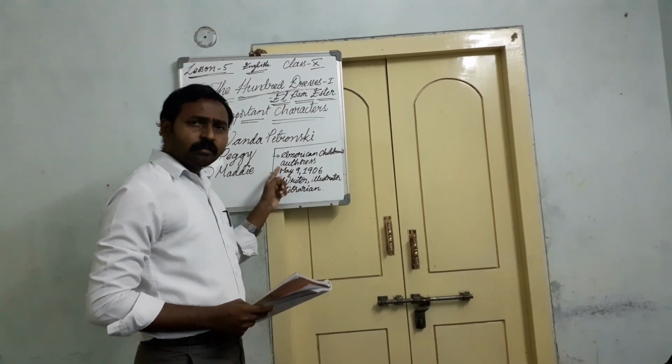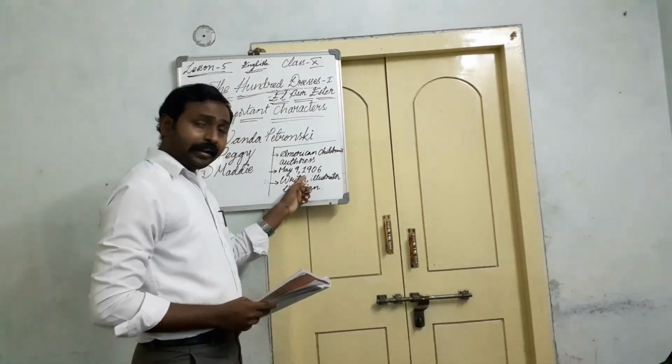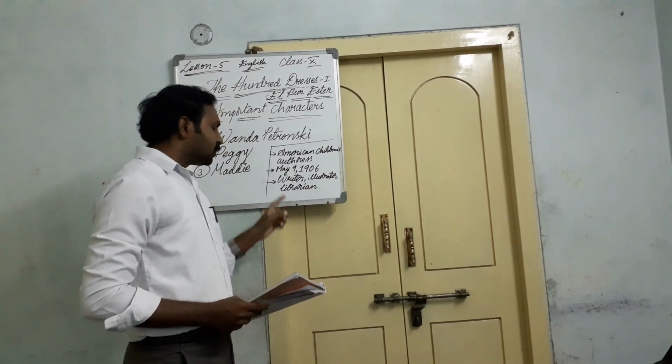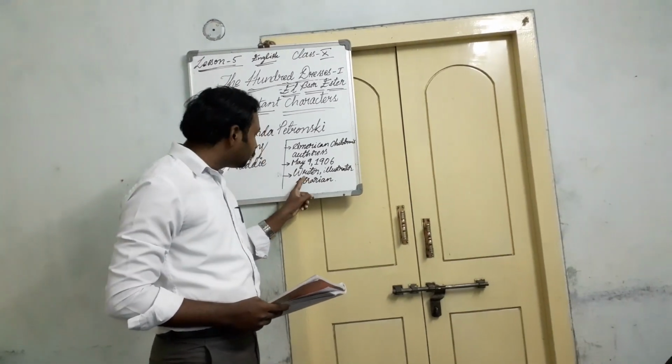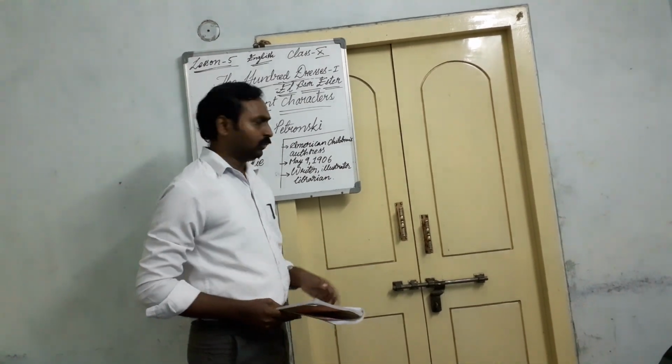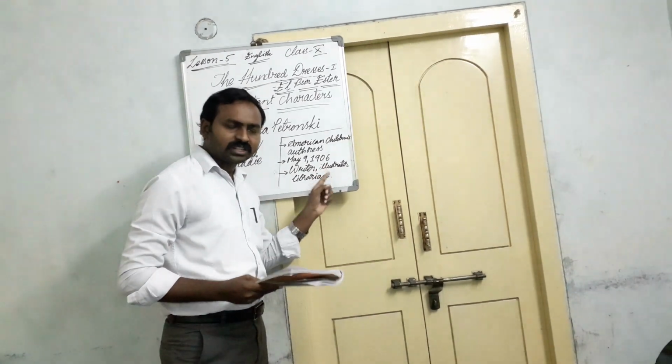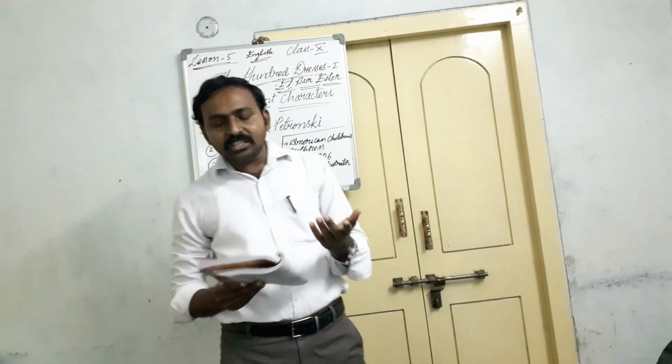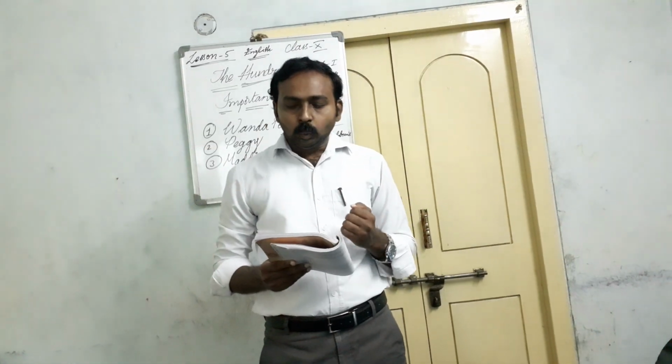She was born on May 9th, 1906. She is a writer, illustrator, and librarian. First, let us know the meaning of illustrator. What is the meaning of illustrator? Illustrator means a person who draws pictures, especially illustrations in books or magazines.